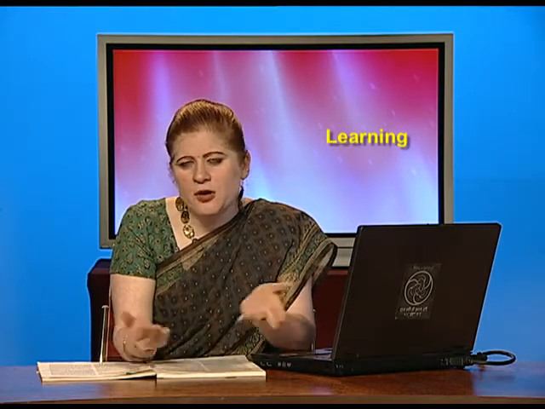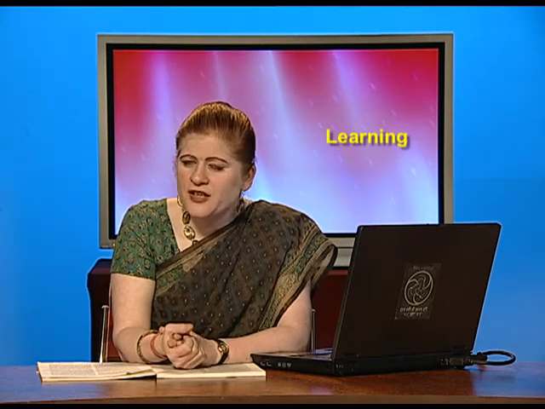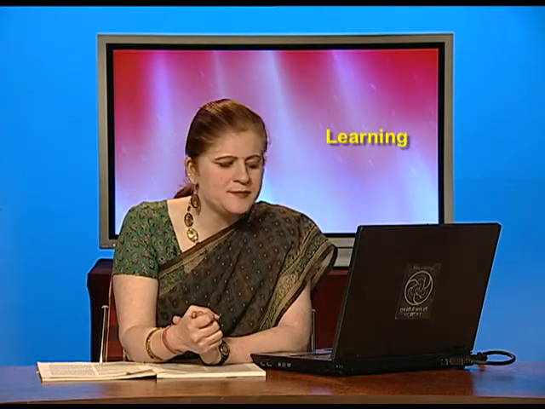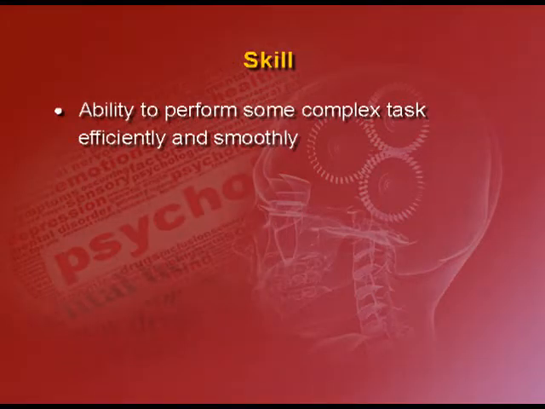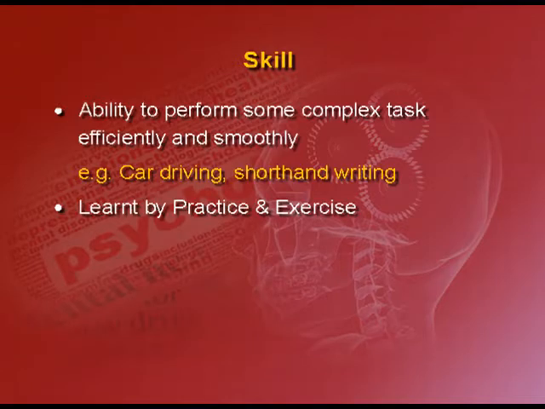So, what is so unique about skill learning? We all do it, but how do we do it? What are the phases? What are the processes? Let's talk about them. Before that, let's go through the basic definition of skill. Skill is the ability to perform some complex task efficiently and smoothly. For instance, driving a car, flying an airplane, shorthand writing. It is learned by practice and exercise.